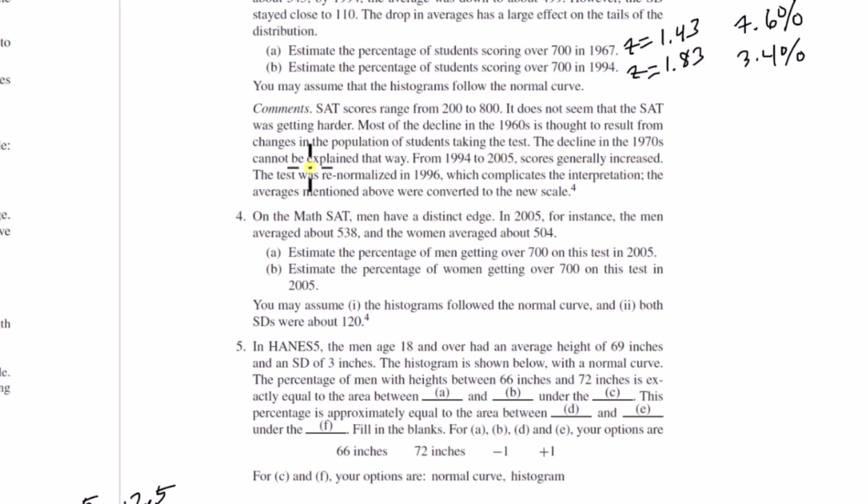The decline in the 1970s cannot be explained that way. From 94 to 2005, scores generally increased. The test was renormalized in 1996, which complicates the interpretation. The averages mentioned above were converted. I don't know what renormalized means, so I'm not sure what they're saying here.